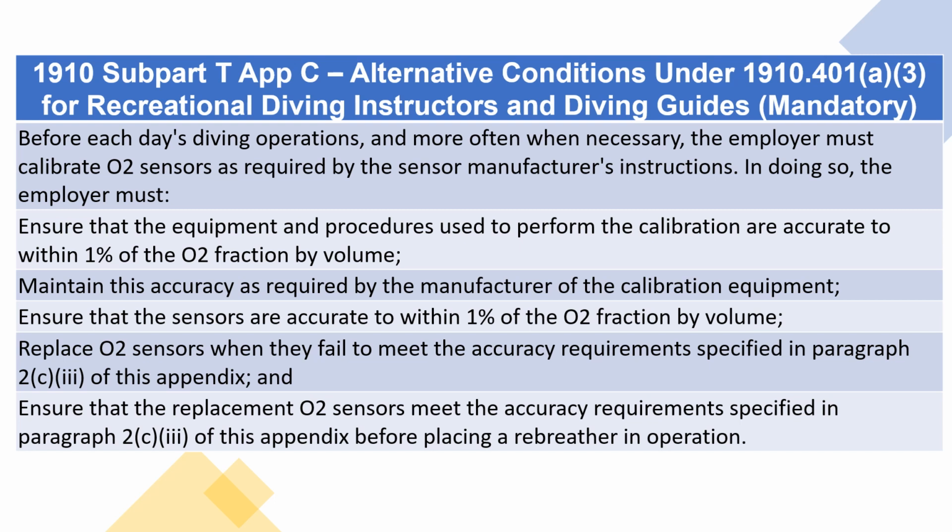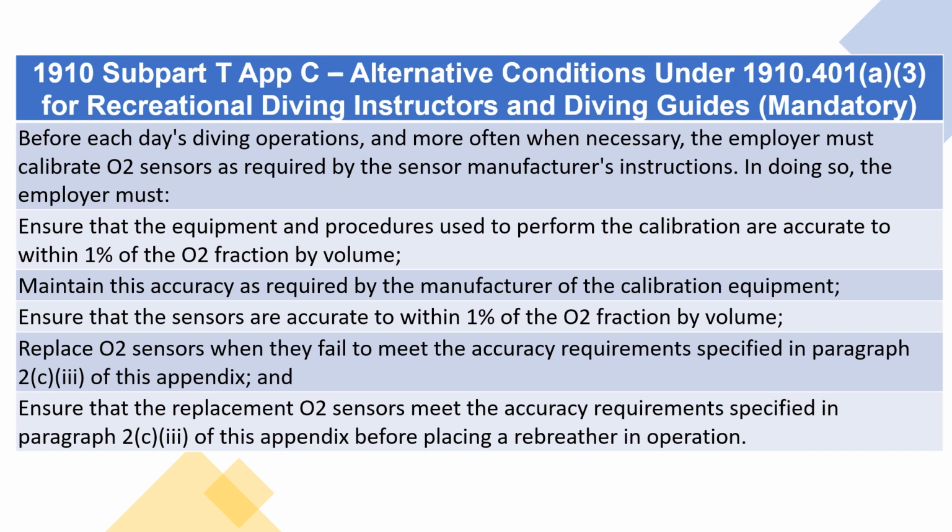Before each day's diving operations, and more often when necessary, the employer must calibrate O2 sensors as required by the sensor manufacturer's instructions. In doing so, the employer must ensure that the equipment and procedures used to perform the calibration are accurate to within 1% of the O2 fraction by volume. Maintain this accuracy as required by the manufacturer of the calibration equipment. Ensure that the sensors are accurate to within 1% of the O2 fraction by volume.